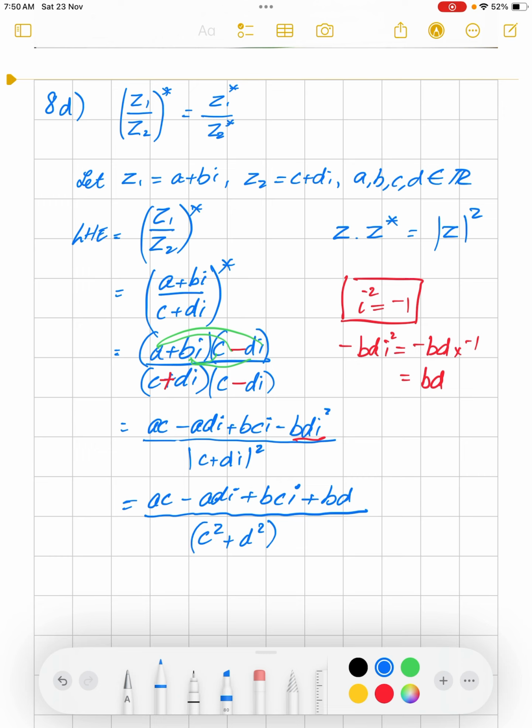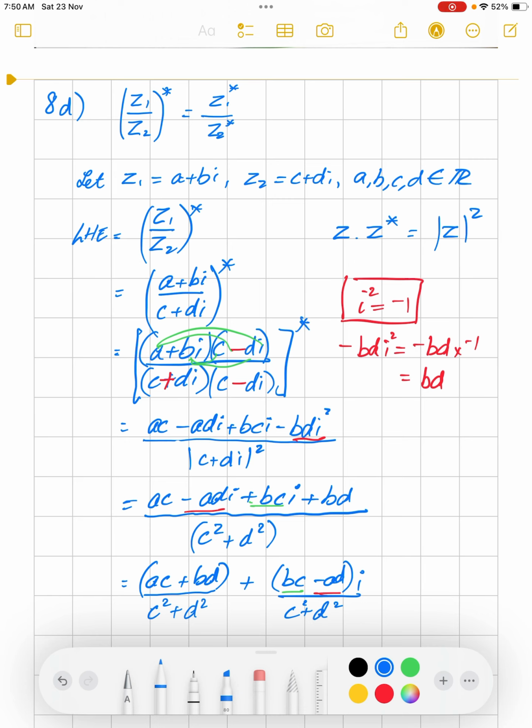Let's bring the real components on the top together, AC plus BD. And let's put the I as BC minus AD. So I've taken the BC here and then minus the AD here. And this is all over C squared plus D squared. You know what I forgot? I've got to go back and add these. I forgot to put that conjugate on each line.